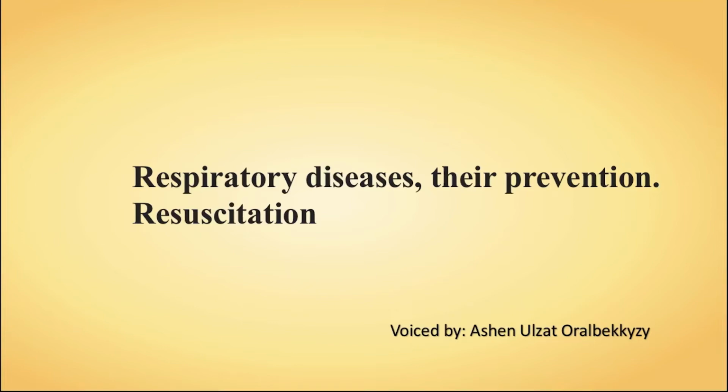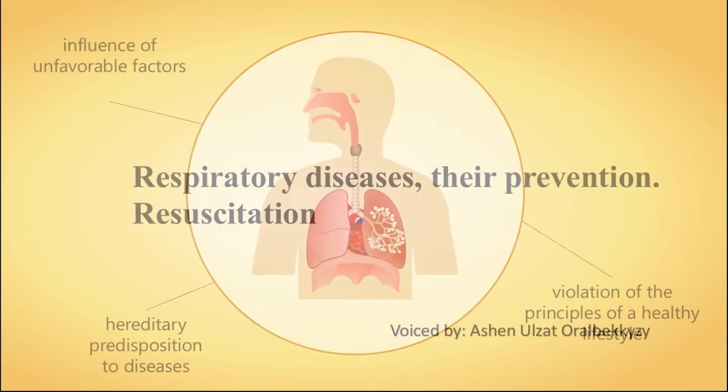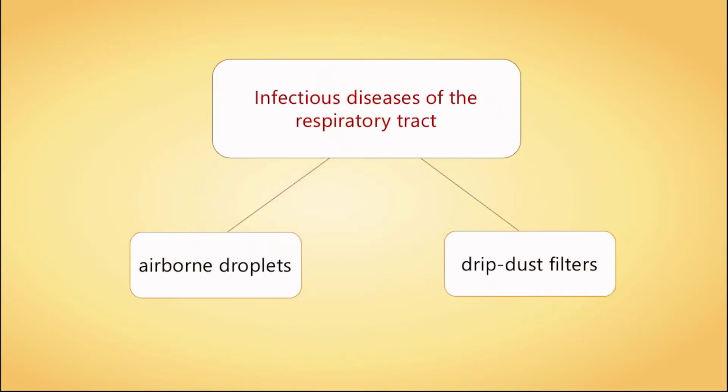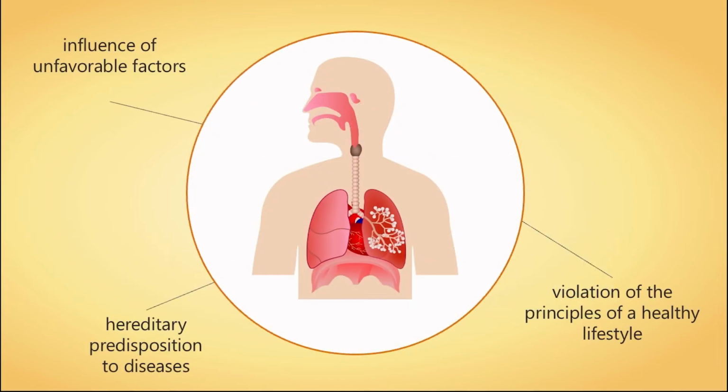Respiratory diseases and their prevention, intensive care unit. The respiratory system may experience serious malfunction. The influence of unfavorable factors, hereditary predisposition to a number of disorders, and the evolution of the principles of a healthy lifestyle often lead to serious somatic disorders, including influenza diseases.